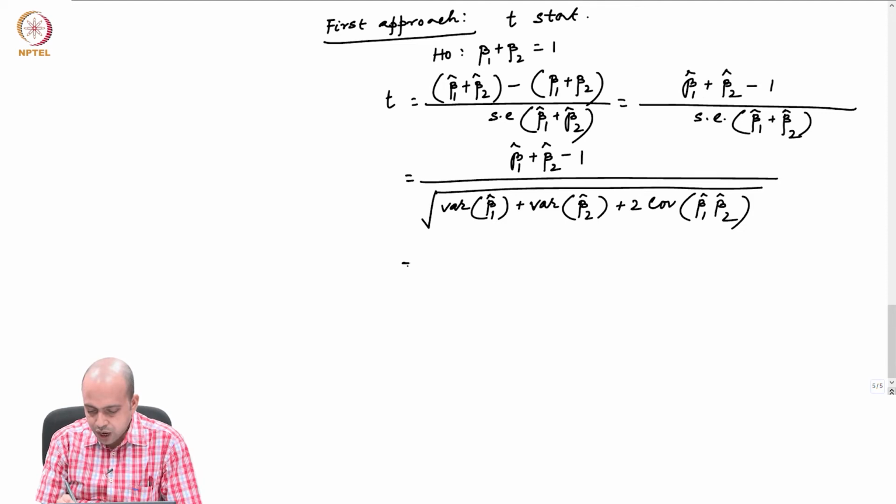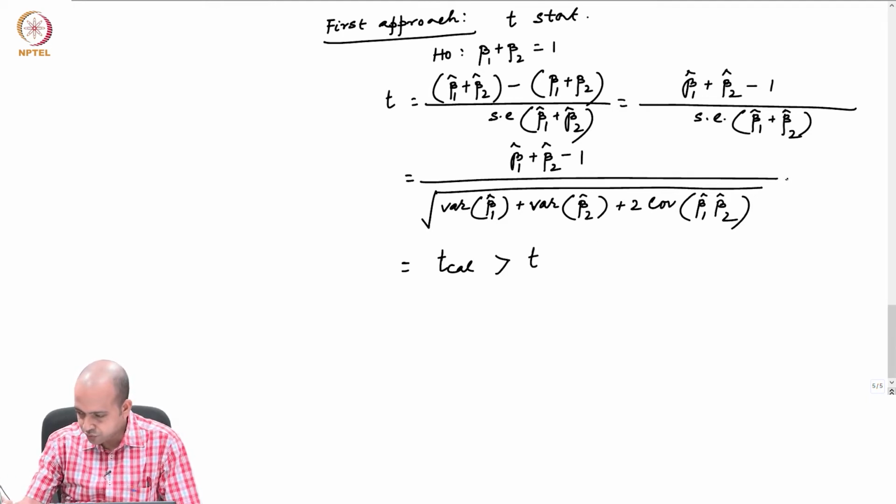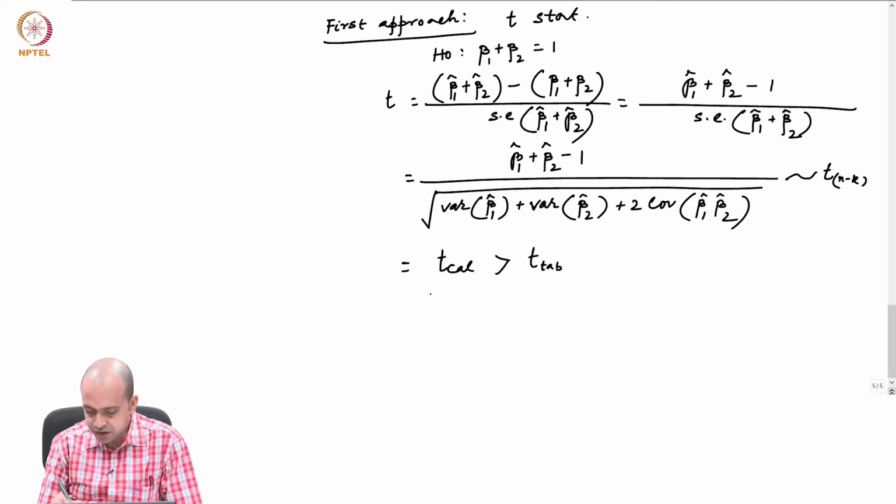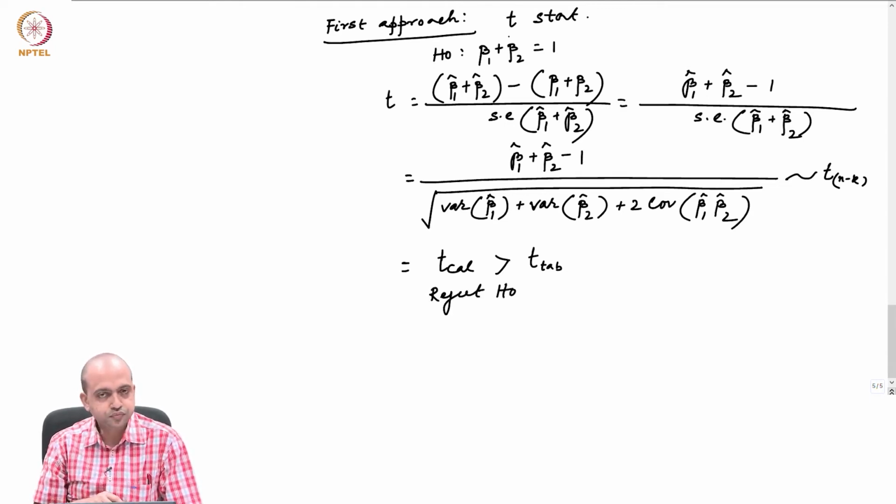And once again, after doing all this, you will get a t value which is called t calculated. And if that is greater than t tabulated, so this will follow a t distribution with n minus k degrees of freedom, and this would be t tabulated. If this is this, then reject our null. And what was your null? Beta 1 plus beta 2 equals to 1.